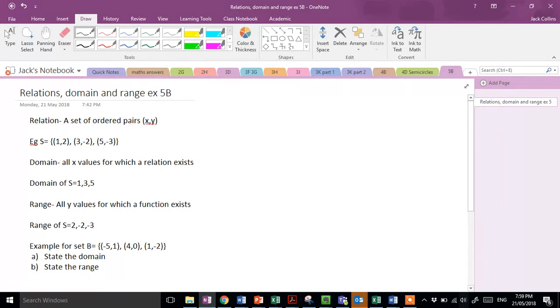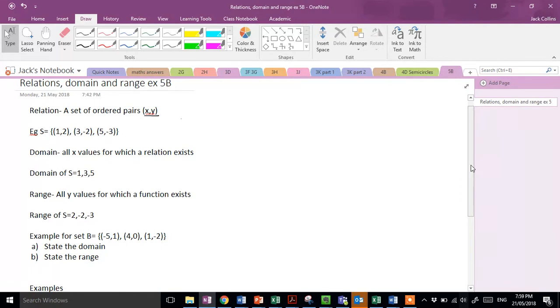So first off, the first definition is a relation, which is simply a set of ordered pairs, which we've looked at throughout our topics, which is just an x-coordinate and a y-coordinate. For example, set S would have ordered pairs (1, 2), (3, -2), and (5, -3), as you can see there.